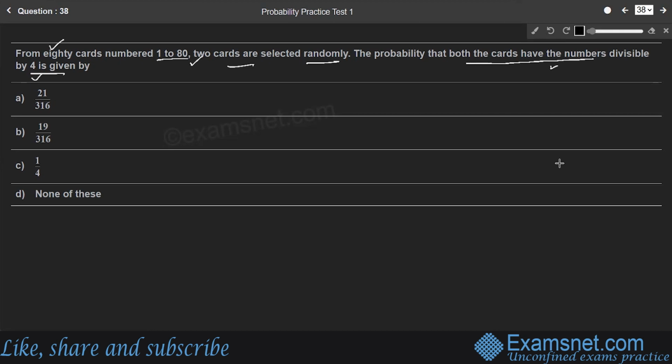For that, let us consider the numbers from 1 to 80 which are divisible by 4. So 4 is divisible by 4, then 8, then 12, all multiples of 4. So 4 into 10 is 40, 4 into 20 is 80. Therefore, there are 20 numbers from 1 to 80 which are divisible by 4. In that, we have to select two numbers. In how many ways can two numbers be selected out of 20 numbers? That gives the favorable outcome.